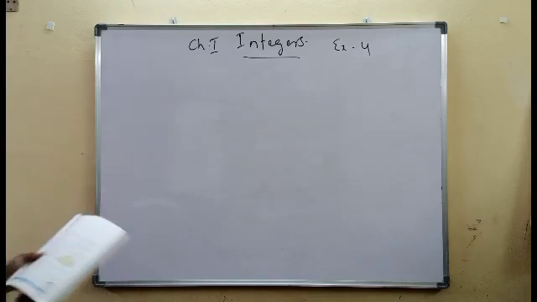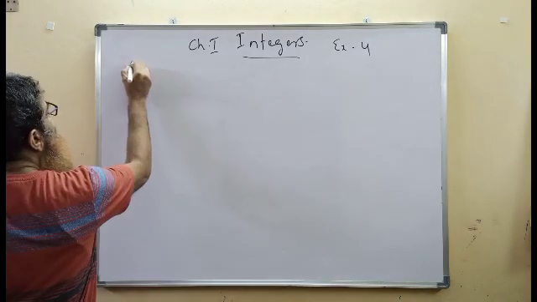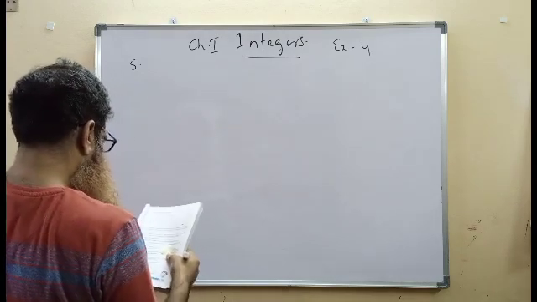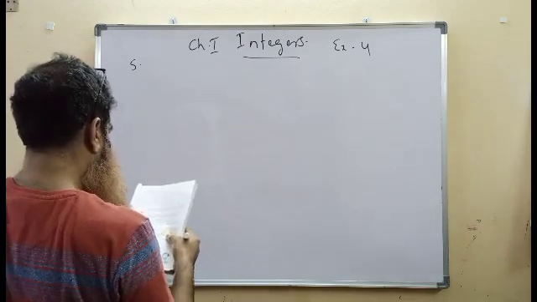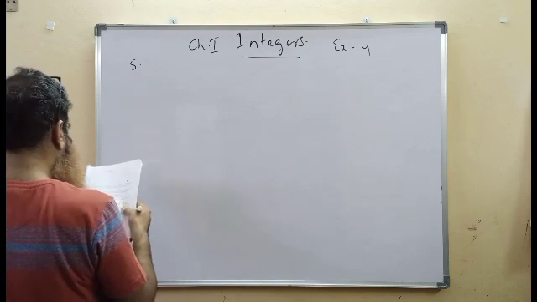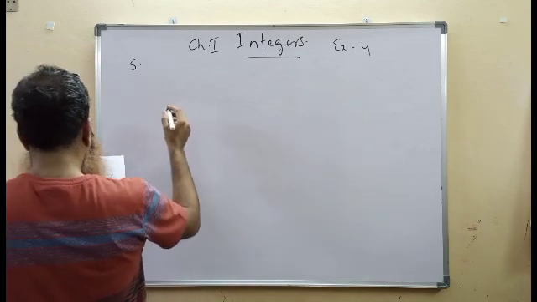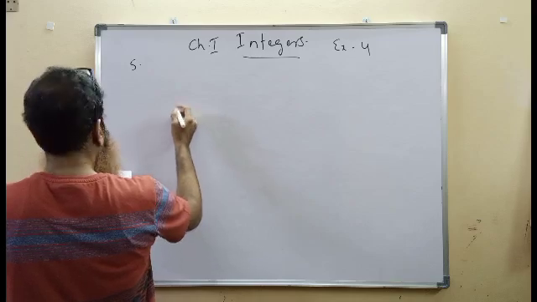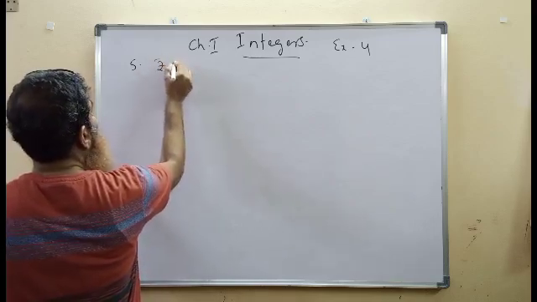Now let's try the fifth question. Chapter 1, Integers, Exercise 4, fifth question. A merchant on selling rice earns a profit of 10 rupees per bag.